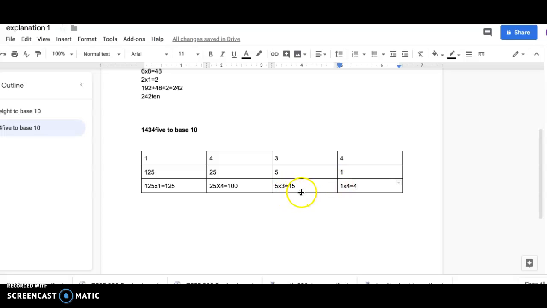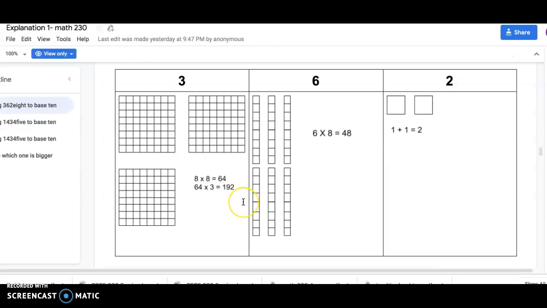Then we're going to add these products together. So we're going to have 125 plus 100 plus 15 plus 4, and that is going to give you 244. Now you are in base 10, so 244 base 10 is your answer. 242 base 10 is less than 244 base 10. And here I will prove it another way.